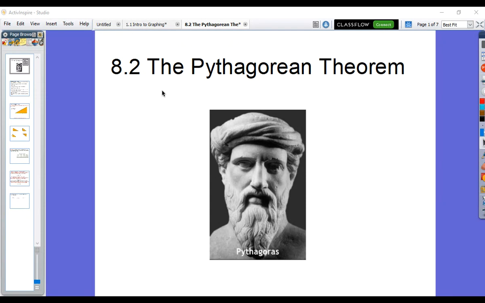So in 8.2, we were talking about the Pythagorean theorem. We spoke about the Pythagorean theorem before already, but we're going to speak more about the converse of it. Now, remember, converse is when you repeat the same thing but kind of backwards, as we'll go through this.